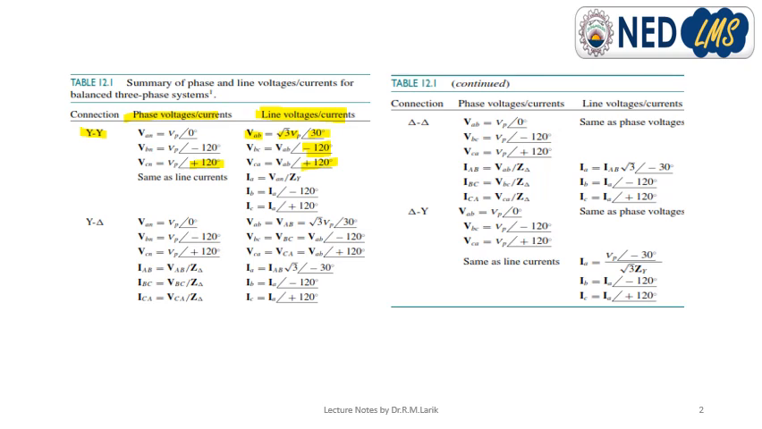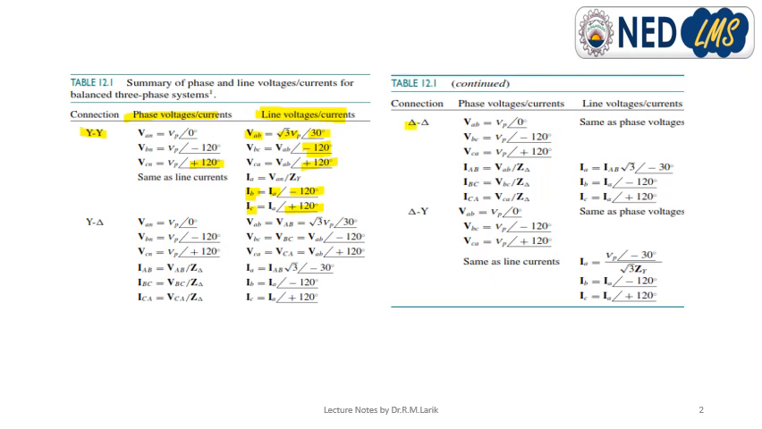And what are the currents? Line currents are simple: the phase voltage over the phase impedance connected in Y. And what is the line B current? It is the same magnitude, but with a phase angle of minus 120. The second line current is 120 apart from the first line current, and the third line current is 120 apart from the second line current. So these are the values of the line currents and line voltages when the source and the load are both star connected, Y-Y.